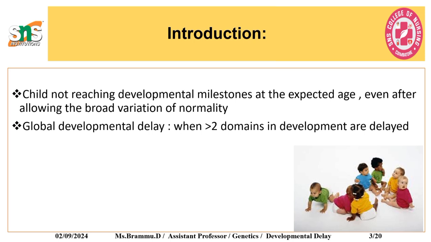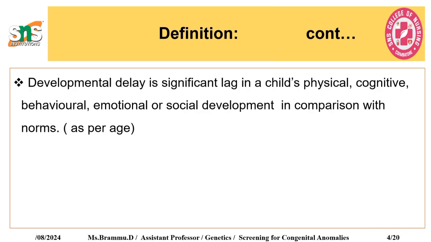So, in developmental delay, the child is not able to reach the developmental milestones as per the expected age. For example, if the child is diagnosed with developmental delay, either the fine motor, gross motor, social skills, or interaction with the environment and the parents are totally reduced. If more than two domains are affected, then the child can be diagnosed with developmental delay.